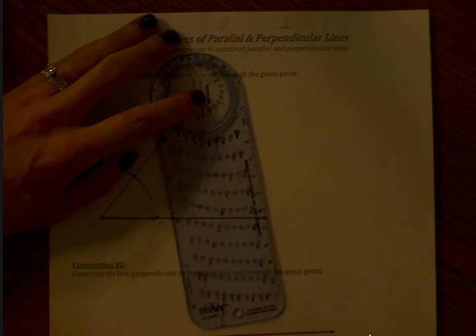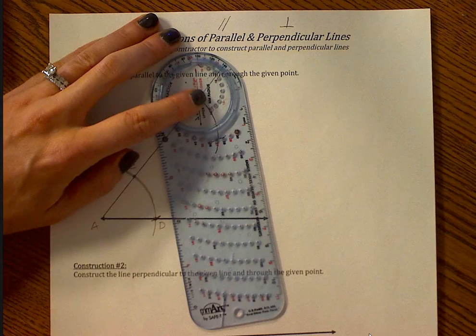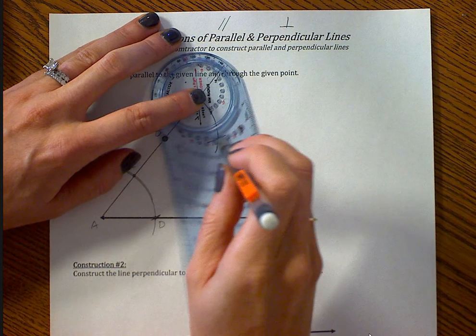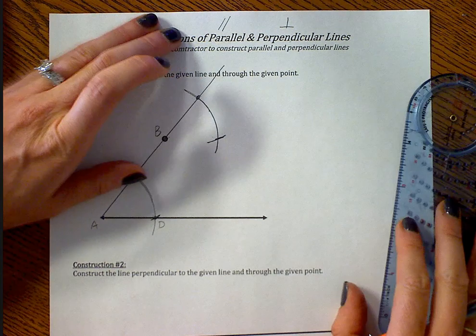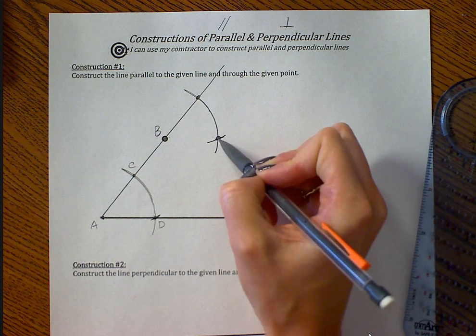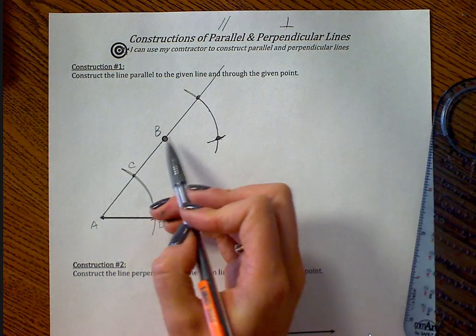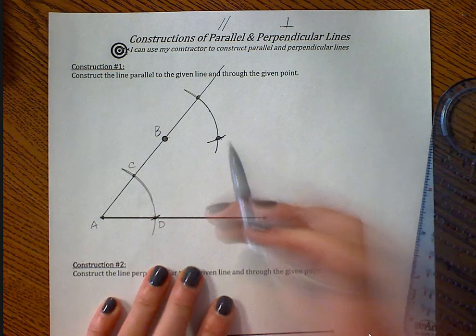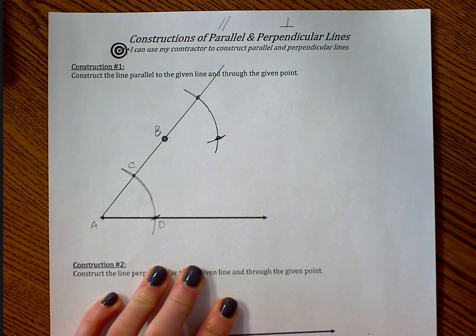We got a little bit of a glare. There we go. It's a little bit better. I'm going to mark 27. And that's where I want to put my point D, right here. All I have to do now is connect B through that new point to make a line, and that's my parallel line.